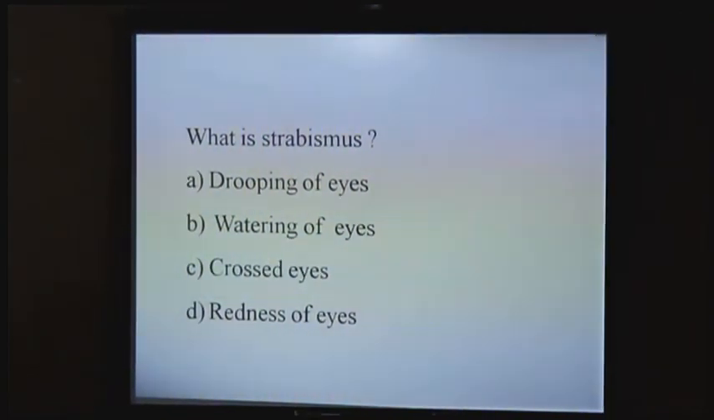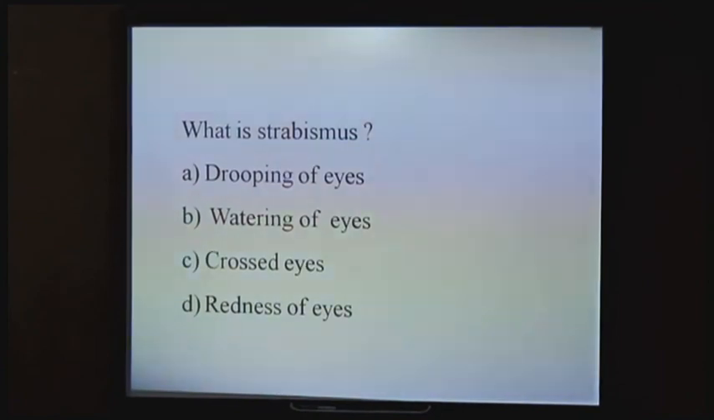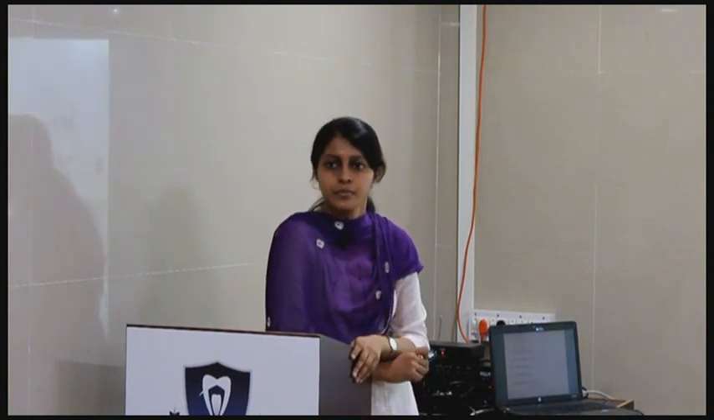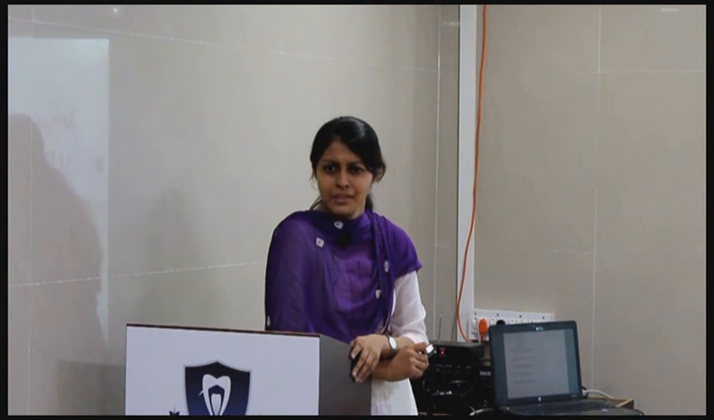What is strabismus? C. Crossing of eyes. What is drooping of eyes? Okay. Watering of eyes? It doesn't have a meaning. Okay. What is increase in the intercanthal distance is called as? Telecanthus?